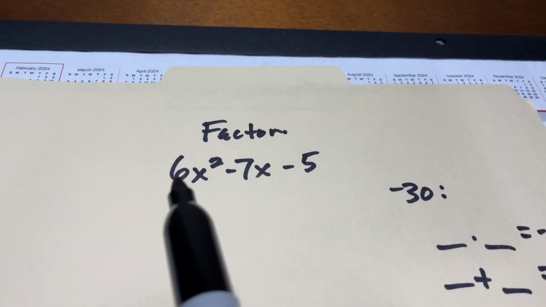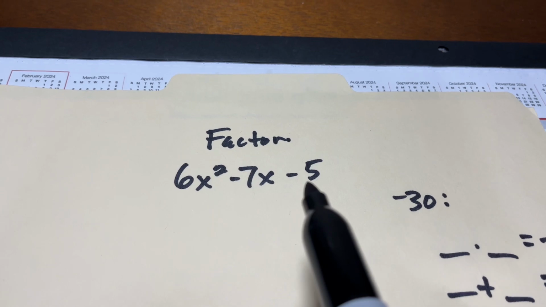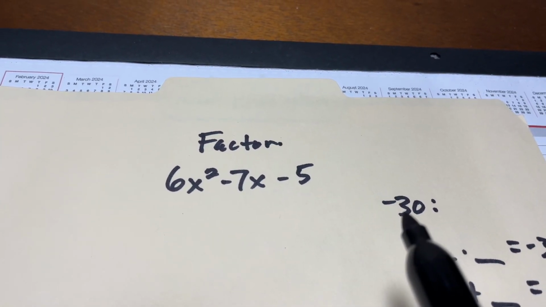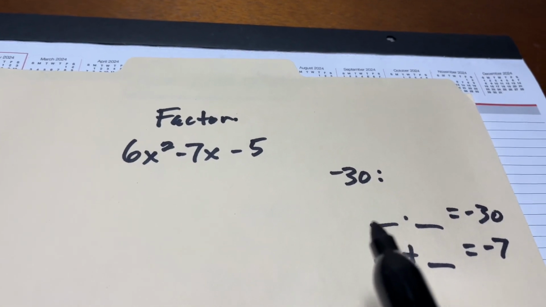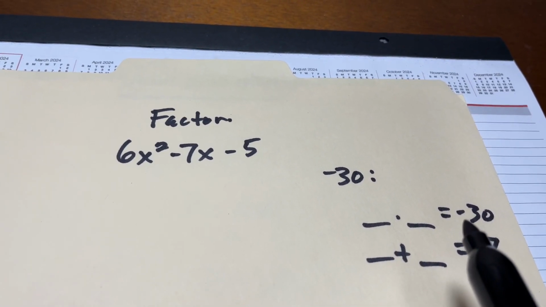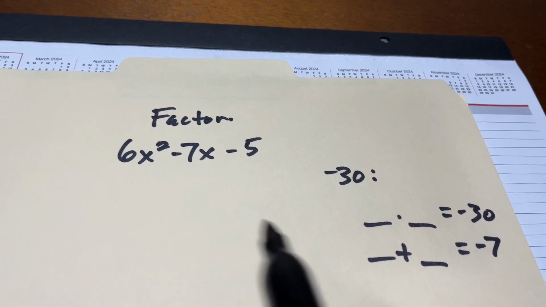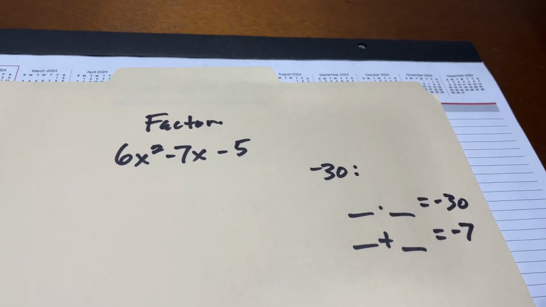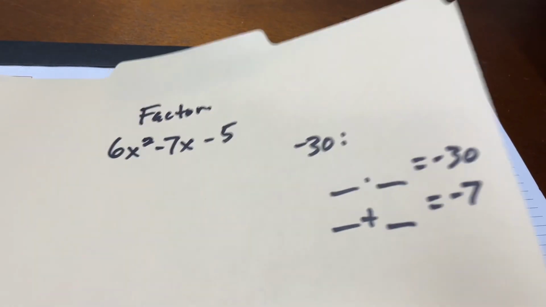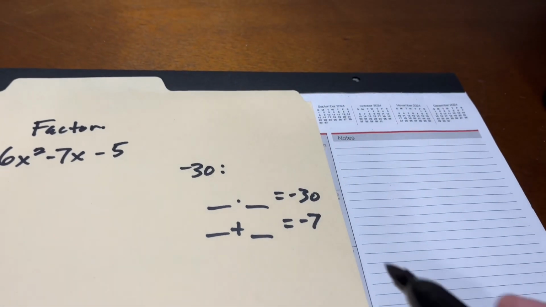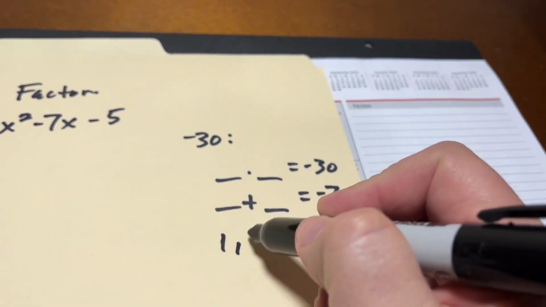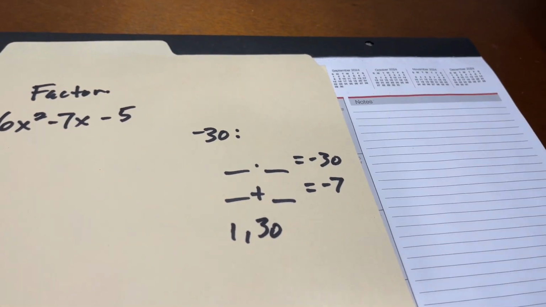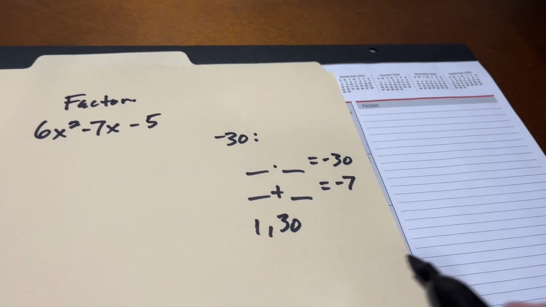So this is A, this is B, and this is C. If you multiply A times C, you get negative 30. So what we want to find out is what multiplies to be negative 30 and adds to be this middle coefficient of negative 7. And so a good thing to do is to make a list of numbers that multiply to be 30. So notice I could say 1 and 30 multiply to be 30. Of course, it's got to be negative 30, so I have to take that into consideration here in a moment.